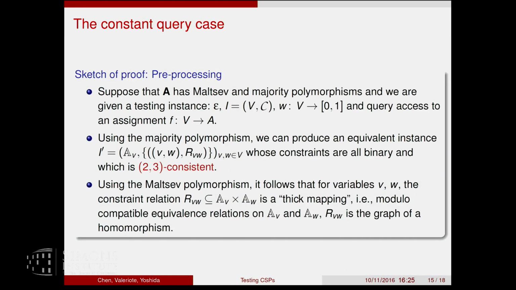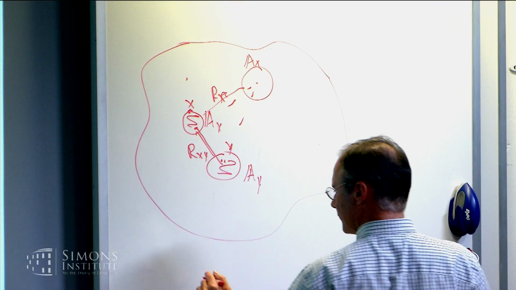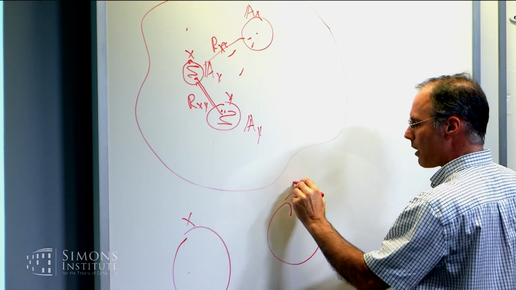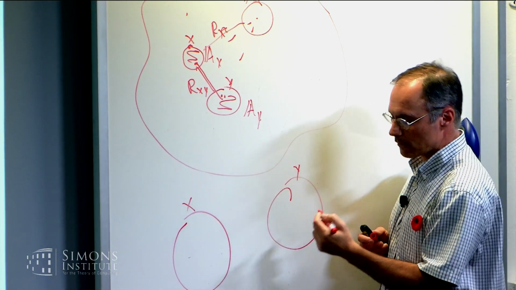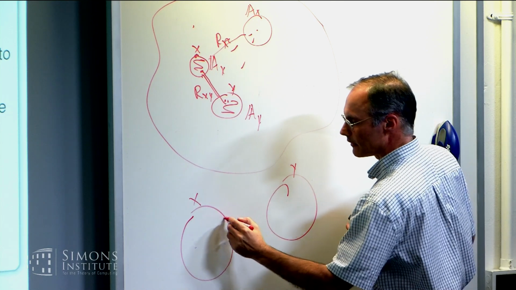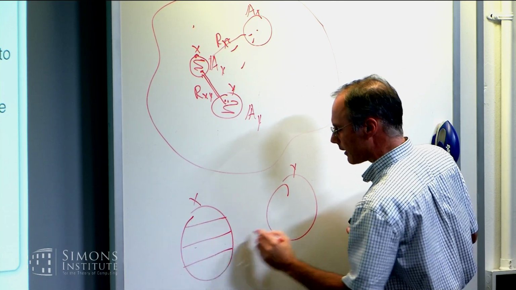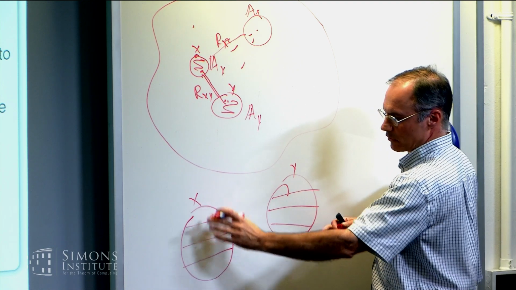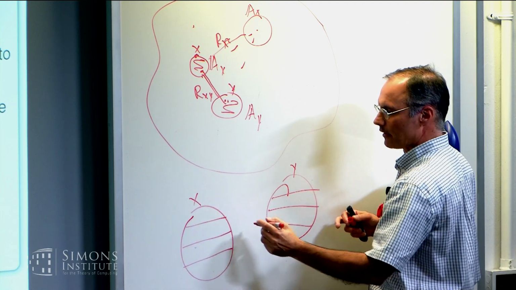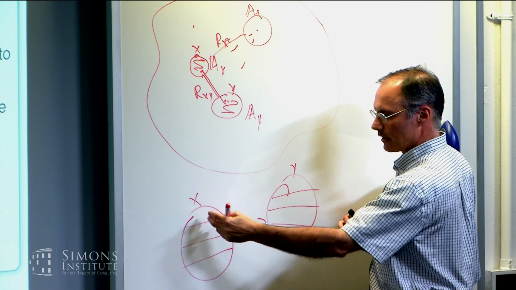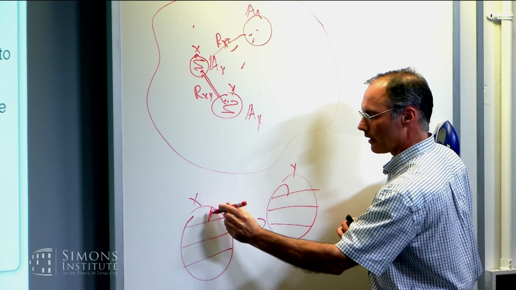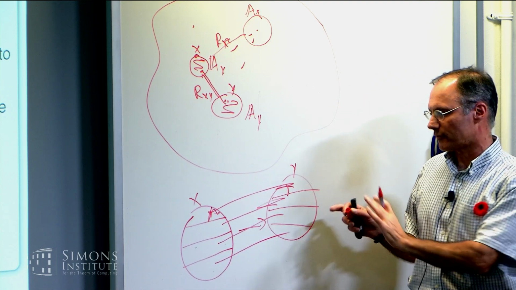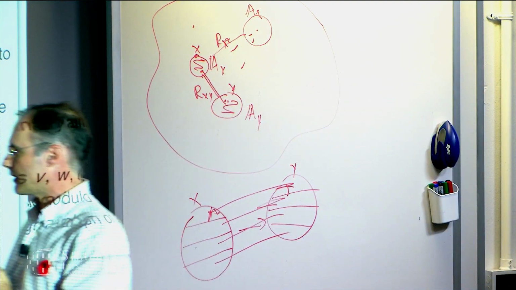The way we use the multiset polymorphism is as follows. Given these two domains, say over the variable x and the variable y, what follows from this multiset polymorphism is that the constraint relation Rxy is very much like a function: there are compatible equivalence relations on both domains such that R is essentially a function mapping classes to classes. So the multiset polymorphism gives us a really nice picture of what these constraint relations are.